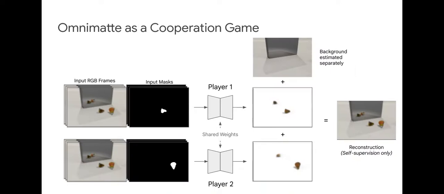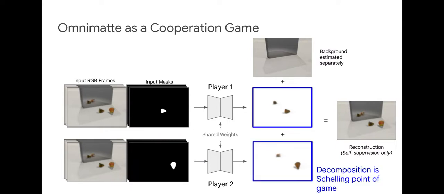In the context of the OmniMat task, each player is a network instance that can see the input frames and the input masks for a single object and has to predict the corresponding layer for that object. These layers, when composited over the background, need to reconstruct the original frame. Thus, each object's reflection should go in its layer, making this decomposition the Schelling point of the game.